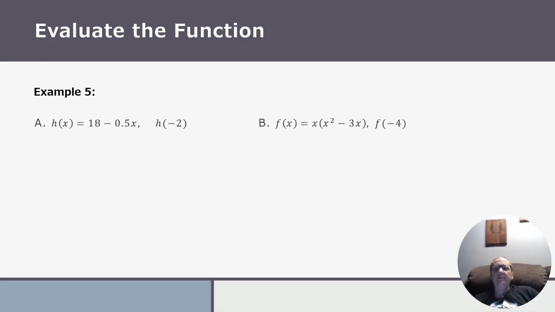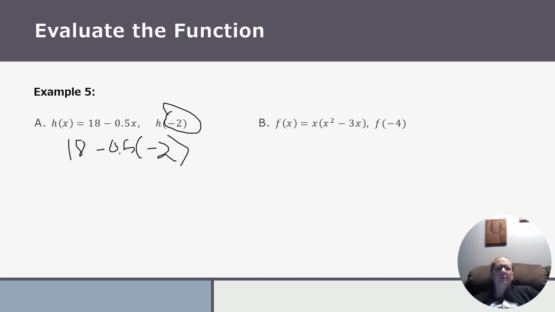All right, our example has 2 parts, an A and a B. The biggest problem people have is putting in the number correctly for the letter. So the way to really help yourself with that is to put parentheses everywhere you see an x. So I'm evaluating h of x equals 18x minus 0.5x. So what I'm going to do is replace the x with a parentheses. I'm going to put the parentheses here. And then I'm going to plop the value that I'm evaluating into that parentheses. And therefore, I'm putting that -2 in place of that x.